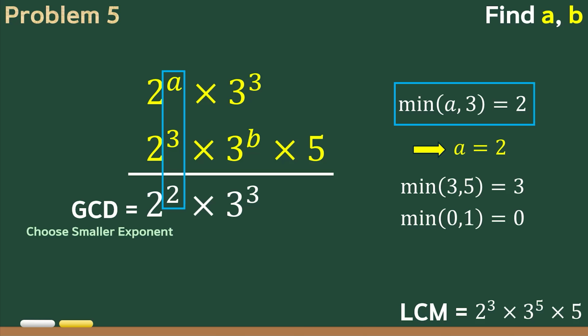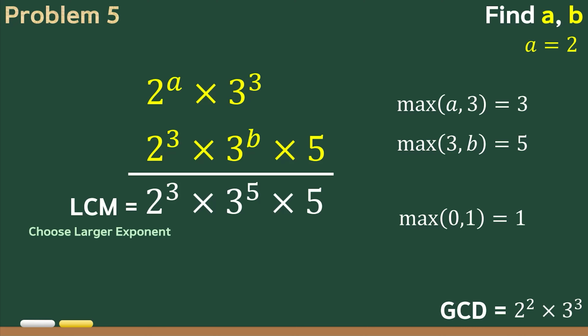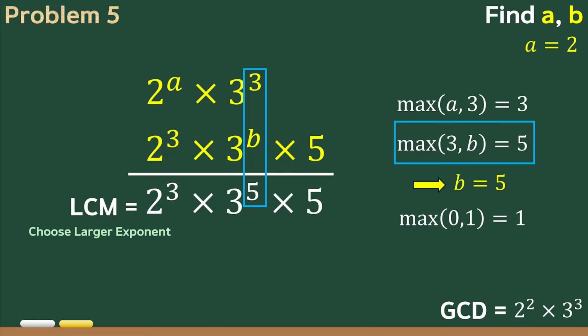Now, let's look at the LCM. The LCM uses the larger exponent. For the base 3, we compare 3 and B. The result is 3 to the 5th power, so the larger value must be 5. That means B is 5. So the answer is A equals 2, B equals 5.